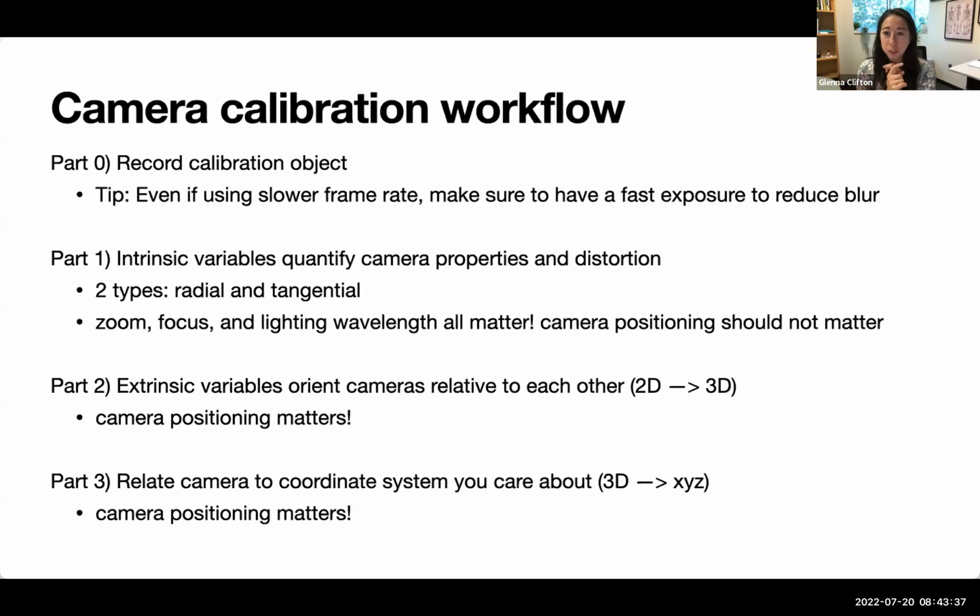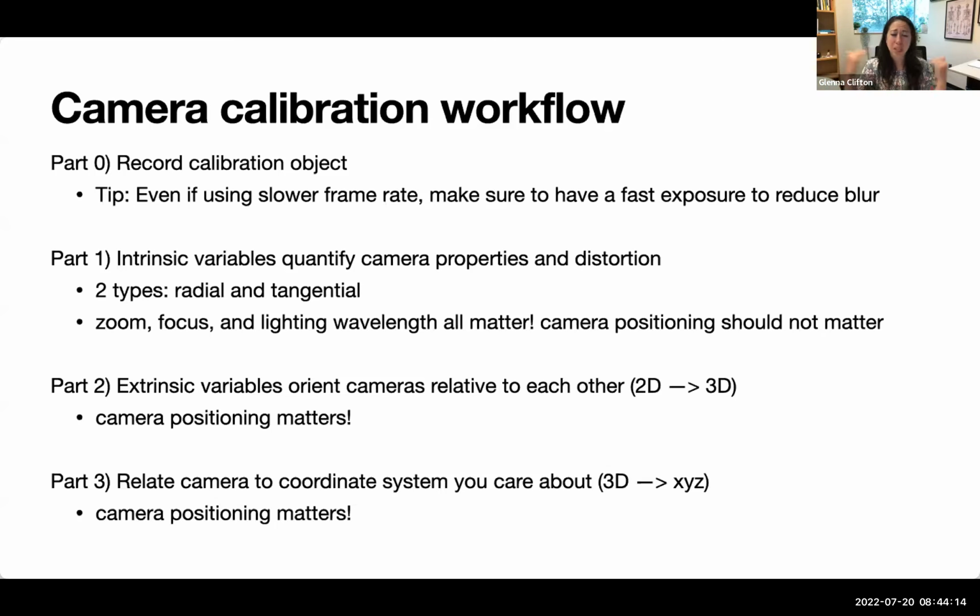Okay, so say you've recorded your calibration object. What are the steps? First, looking at the intrinsic variables. Again, that's how to quantify your system, your camera and your lens. The zoom, the focus, the lighting wavelength all matter. So if you're doing this in visible spectrum light, but you're recording in infrared, that can actually change your calibration. So camera positioning, though, should not matter. So even if you forgot to do this or something happened in the field, you could come back and quantify the intrinsic variables as long as you're recreating the exact zoom, focus, and lighting wavelength that you were using before.